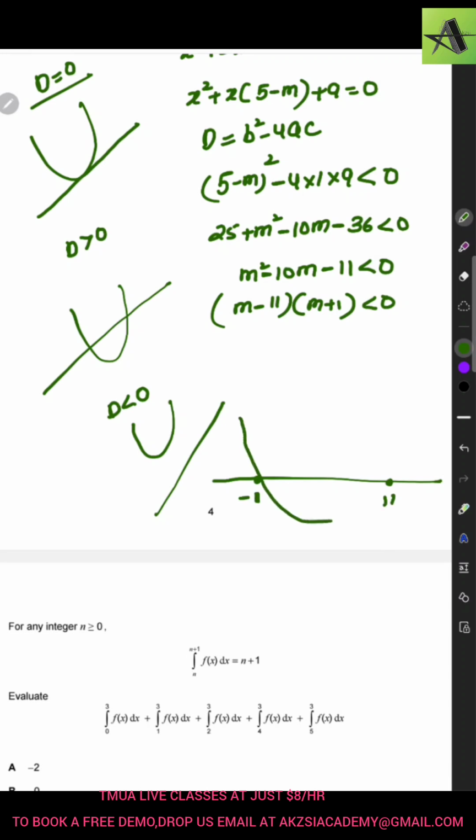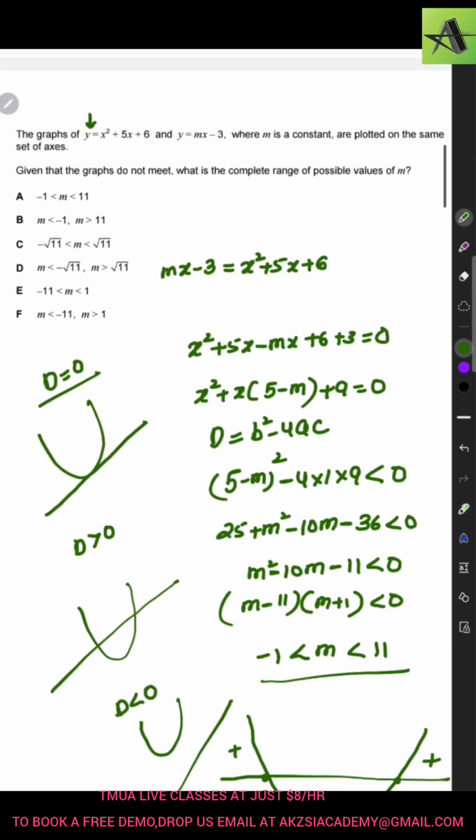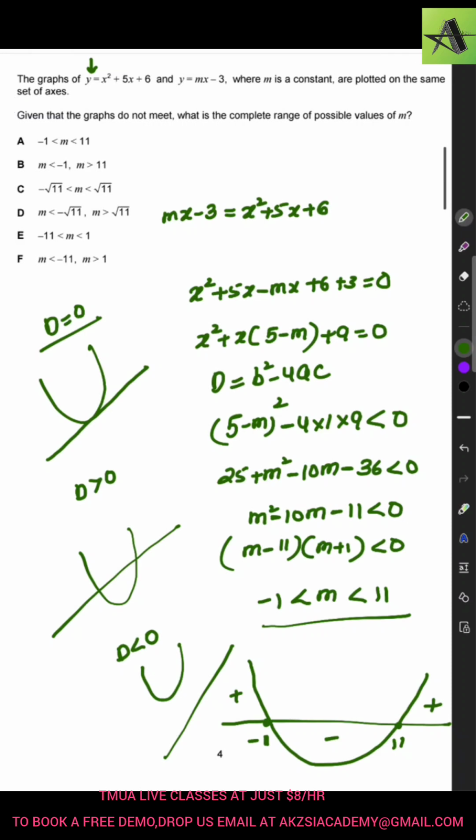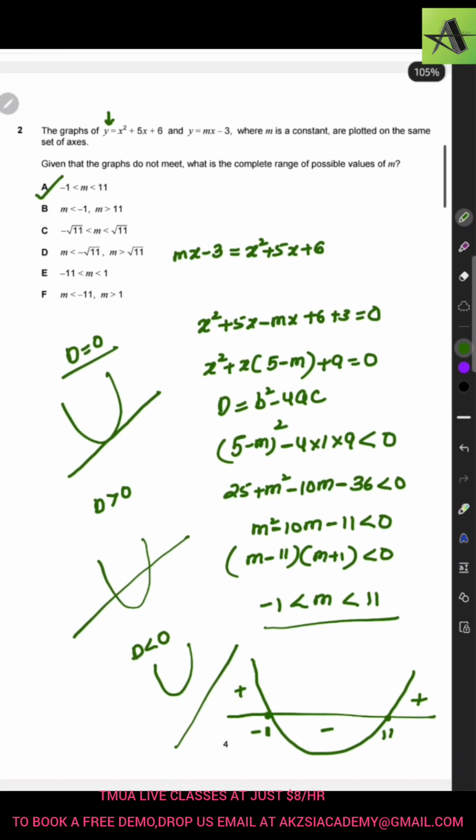So your curve will be like this, because we are talking about a quadratic, and it will be divided into plus, negative, plus, these three regions. Because the inequality is lesser than 0, our aim should be the negative region, where y is negative. The range is between negative 1 and 11. That means m is greater than negative 1 but lesser than 11. If I compare this, I can clearly see it matches with A, so A is the answer.